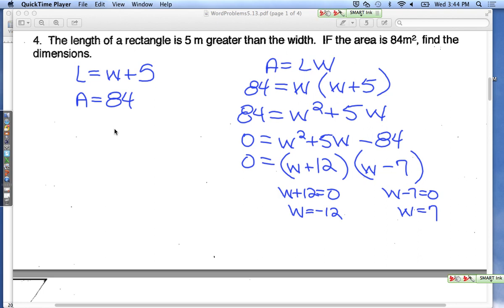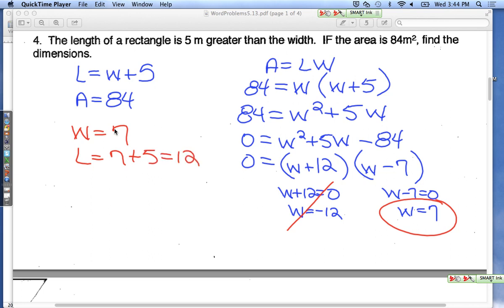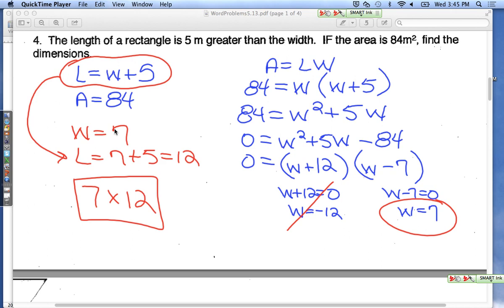Since this is a geometry problem, we're measuring area. Area can't be negative, so negative 12 is not a possibility. So that means that the width of this rectangle is 7. So if the width is 7, the length is 7 plus 5, or 12. So to find the length, you go back to your original expression. Let the W become 7. So the dimensions of this rectangle, it's a 7 by 12. And we'll just keep practicing this problem type.